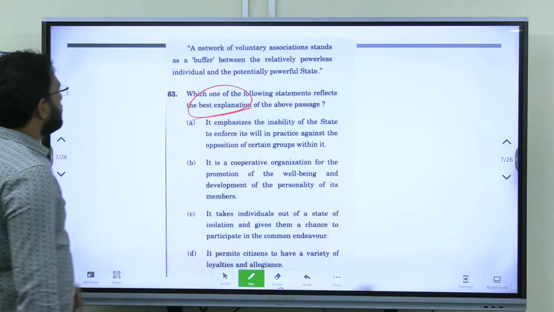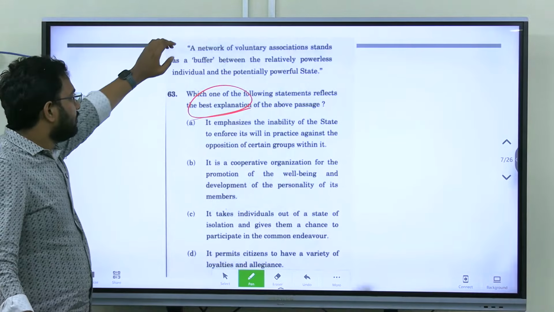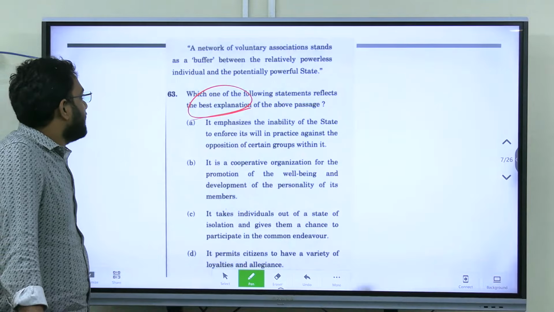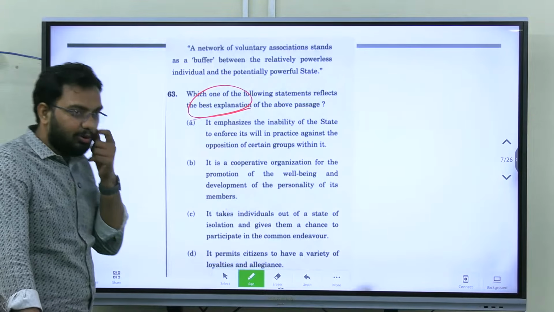Okay, so let's see, this is the passage that they have given in 2025. A network of voluntary association stands as a buffer between relatively powerless individual and the potentially powerful side.